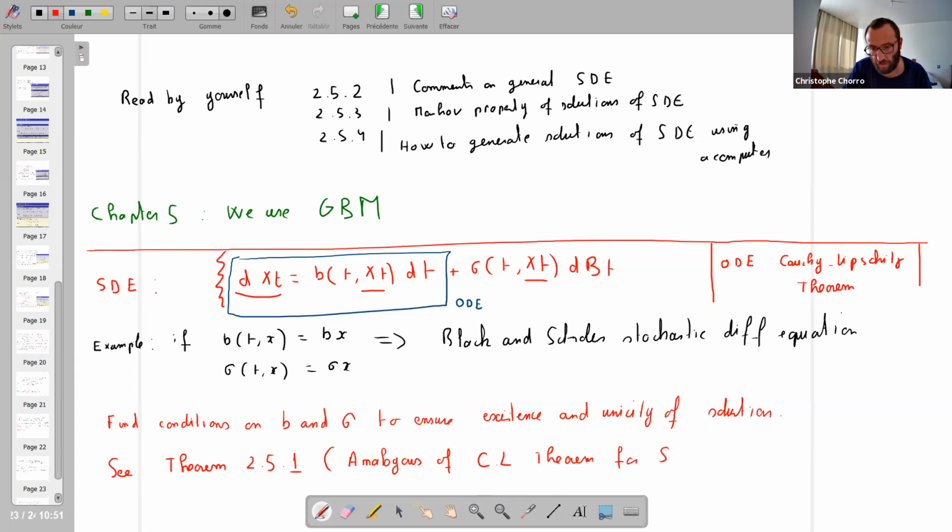for stochastic differential equations. And you will see in this theorem the conditions on my coefficients in order to ensure the existence and the uniqueness of a solution. You will see that these conditions on b and sigma are exactly the same as in the case of ordinary differential equations. In fact, you have a Lipschitz condition in the second variable and you want the coefficients to be sublinear.